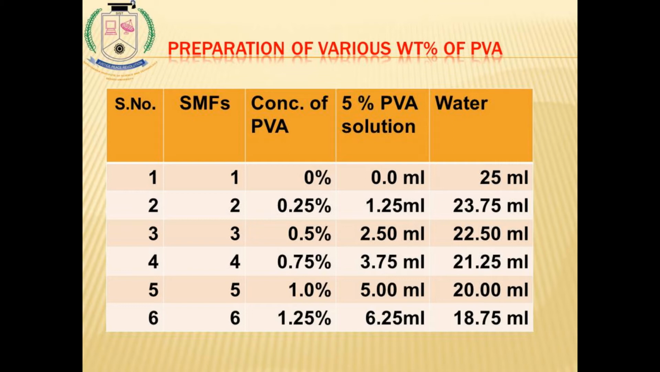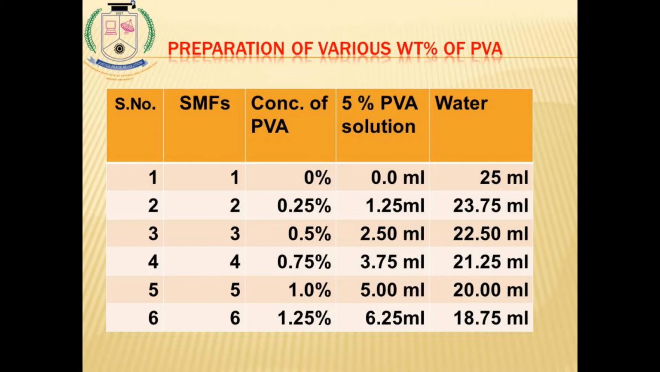From that polyvinyl alcohol, we will prepare 0.25, 0.5, 0.75, 1 and 1.2 percent solutions. Based on V1N1 equal to V2N2, we can prepare these solutions from the 5 weight percent polyvinyl alcohol solution. For that, we require five 25 ml SMFs, that is standard measuring flasks.